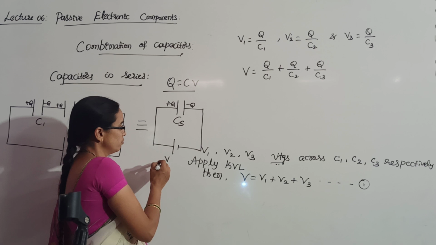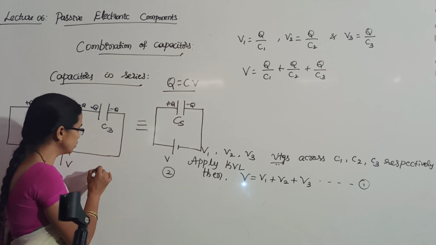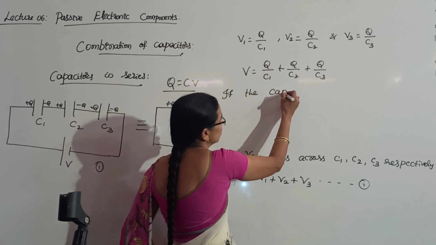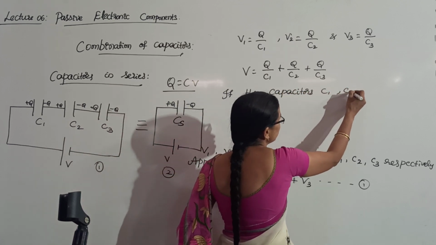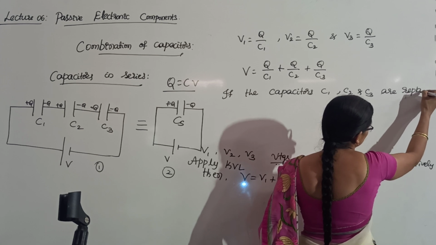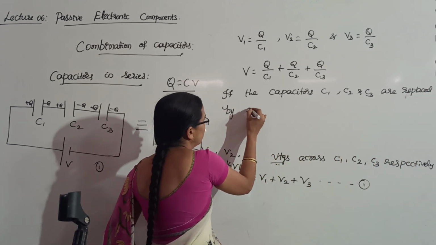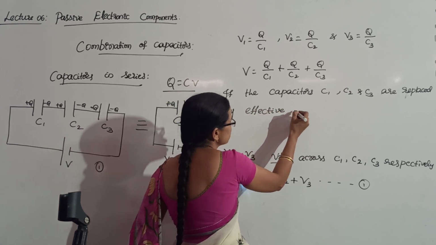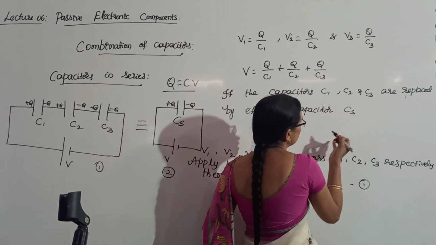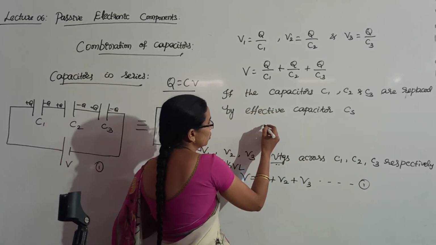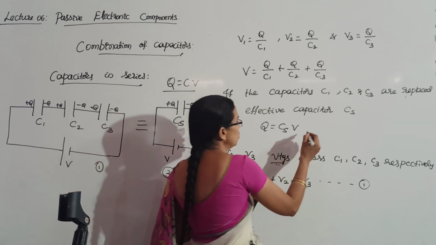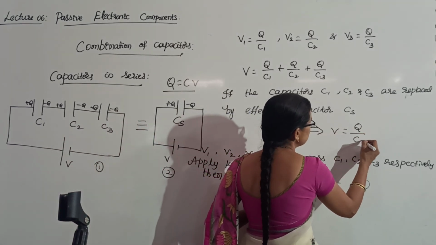For the second circuit, if the capacitors C1, C2 and C3 of the first circuit are replaced by an effective or equivalent capacitor of capacitance Cs, then Q is equal to Cs V. So V is equal to Q by Cs.